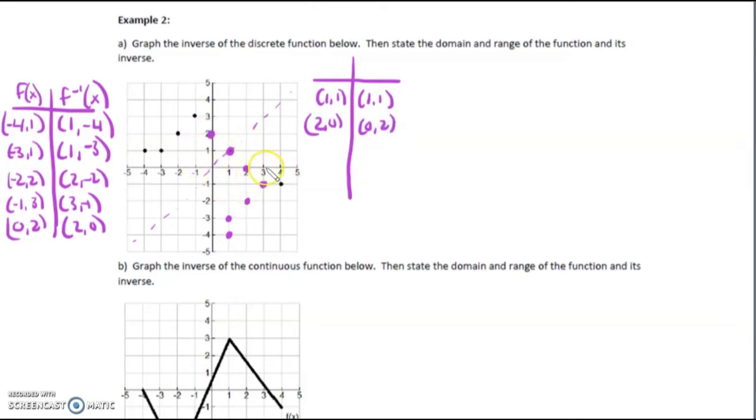And then I have (3, -1) is going to map on to (-1, 3). And then I have (4, -1). And that's going to map on to (-1, 4).